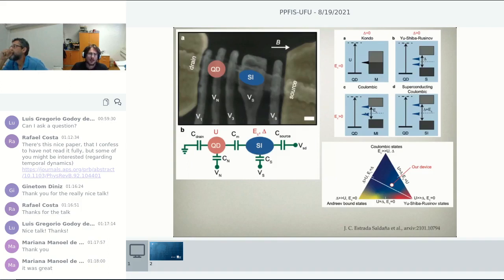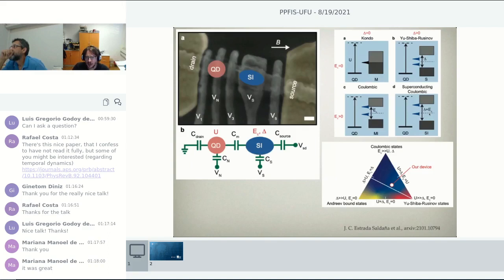Then another limit is that we could have a system with no superconductivity but sizable charging energy, which would open a gap. So this would no longer be just a simple metal. But also in this case, one can obtain subgap states of a different nature. And finally, it's possible to have both. So in this set of devices, it is possible to have superconductivity as well as a sizable charging energy, and then the gap has kind of mixed character.